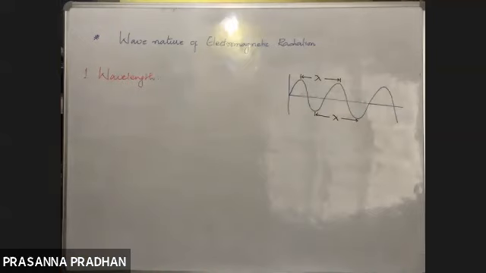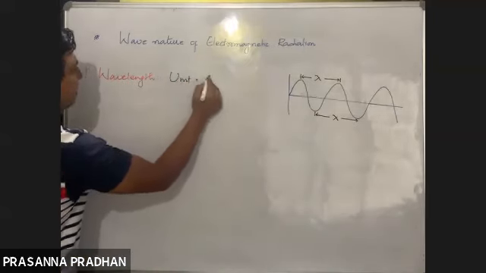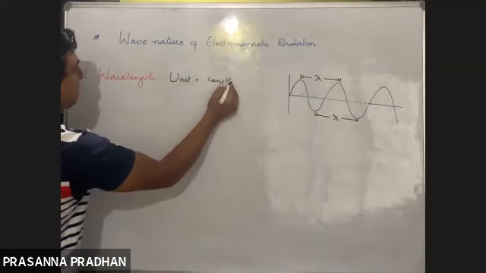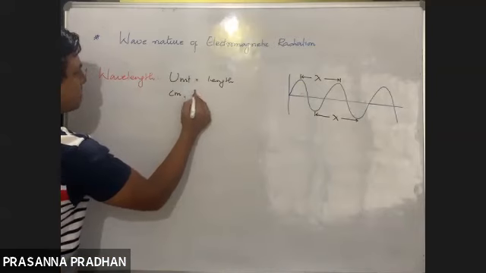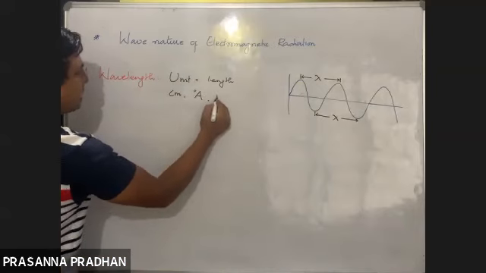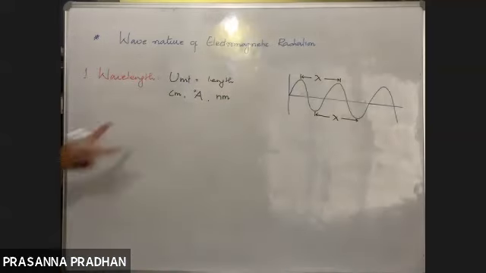It's a distance, so what will be the unit of wavelength? The unit of wavelength will be the unit of length. For example, centimeter, and smaller units, Angstrom, nanometer, etc. All of them are units of length.